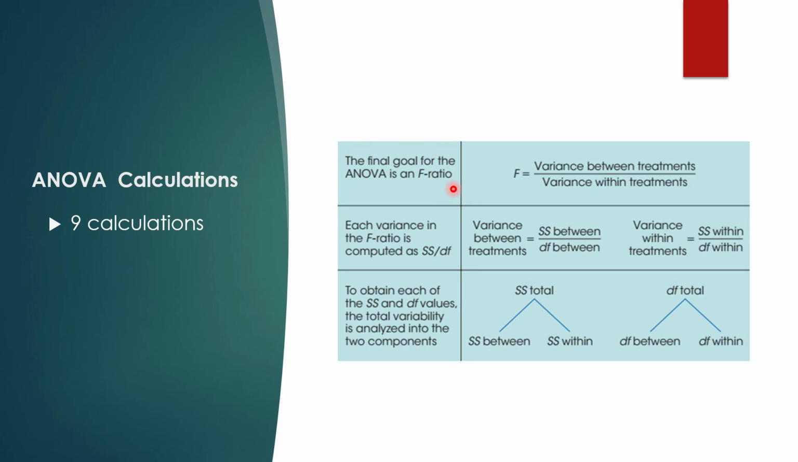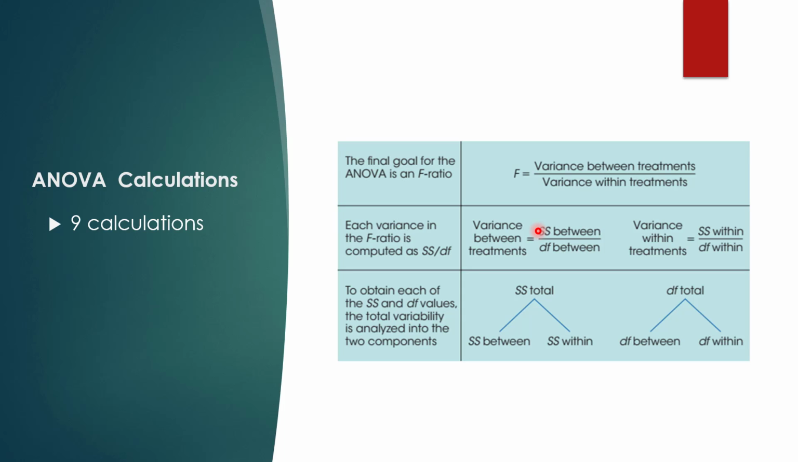So the final goal is an F ratio. We've discussed this. This is the variance between treatments over the variance within treatments, or the variance accounted for by the treatment effect plus the variation that would be expected based on having individual differences, over the variance that would be expected based on individual differences or error. So each variance within the F ratio is computed as sum of squared deviations over degrees of freedom, just like the variance we were calculating before, that S squared.